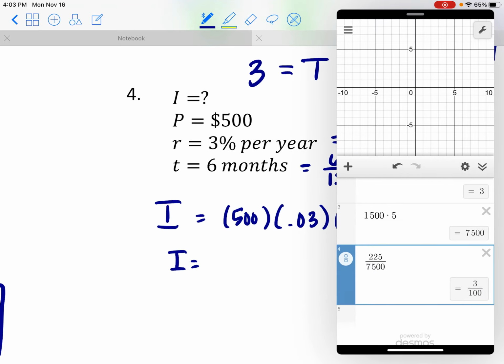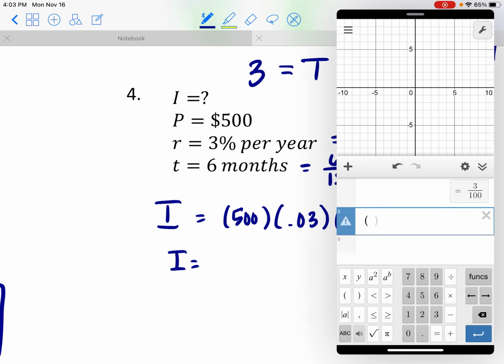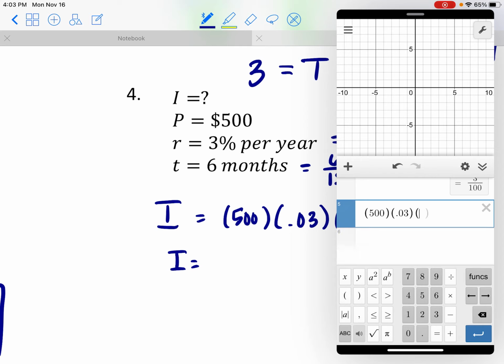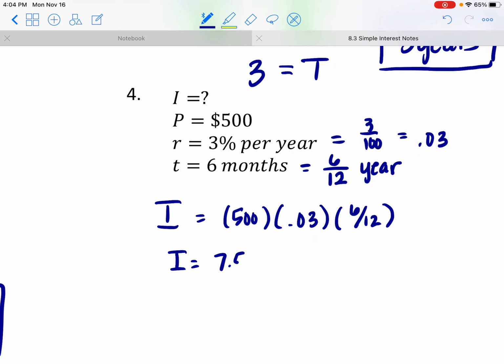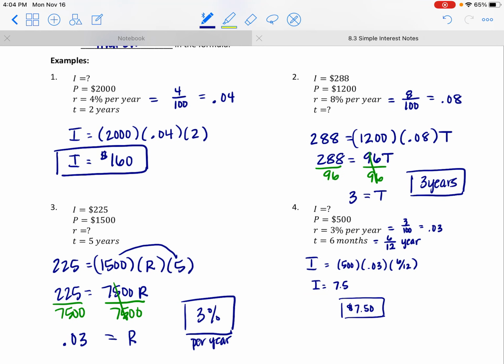But now we can go straight to the calculator. So we have 500 and 0.03 and half of the year, 6/12ths of the year, 6 out of the 12 months. And that's going to be 7.5. And that's $7.50, even though the zero's not there. We're going to tack that on because that is an amount of money. So $7.50 in interest would be earned there.